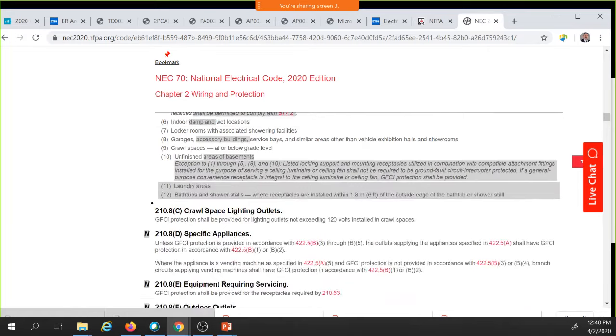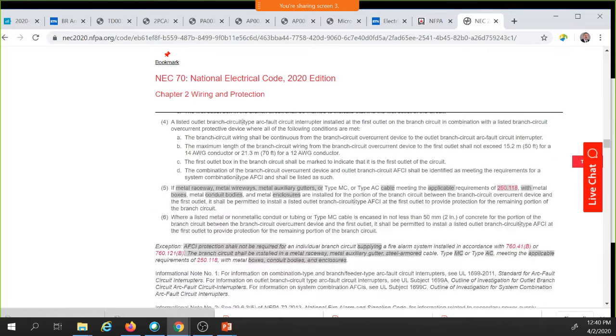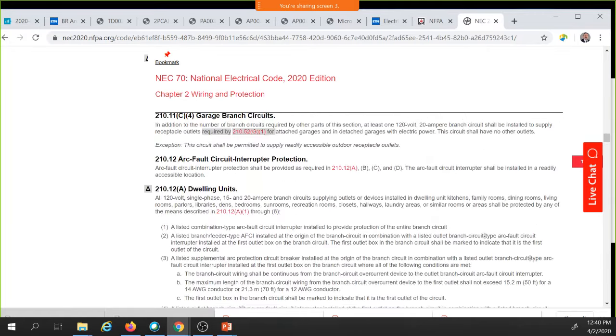If I'm going to go to 210.12, there it is. So 210.12. And the question was, is it true or false? AFCIs are not required where GFCIs are required. So what you have to do is look and say, what does the language of 210.12 say?